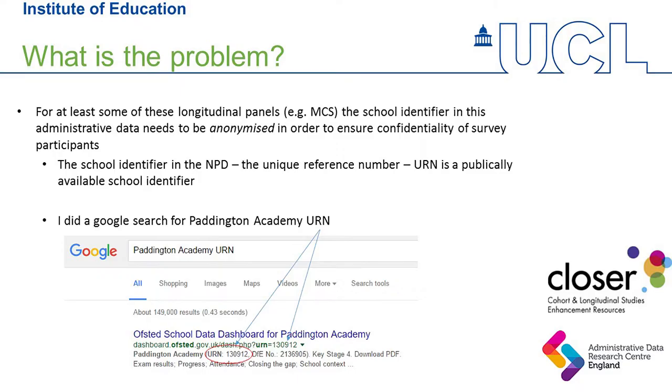But the key thing in this administrative data set, in terms of how we link it over time and how we look at progress of schools, is that you have identifiers in the data. And one particular issue is the school identifier. In the NPD, there is meant to be a unique school identifier called the URN. It's a publicly available identifier which anybody can have access to.